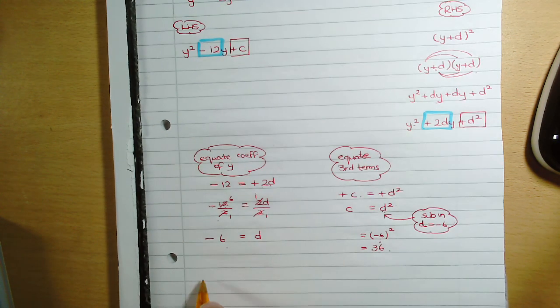And there you go. So again, write your answers beside each other. So C is equal to 36 and D is equal to negative 6.